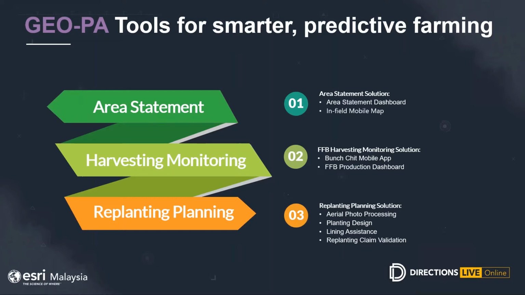By using the ArcGIS technology, we have created three precision agriculture solutions that we call Geo-PS solution. The first one is the area statement solution, a master record of land bank and planting profile in the common view of dashboard, accessible by anyone, anywhere, anytime in the organization. Number 2, the FAP harvesting monitoring solution, recording of harvesting data up to block and plot basis, enabling gap analysis for actionable decision making. Number 3, the replanting planning solution with a set of tools, apps, and best practices developed especially for your replanting planning and deployment.